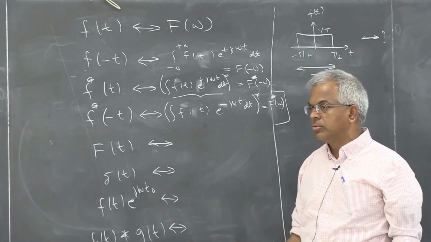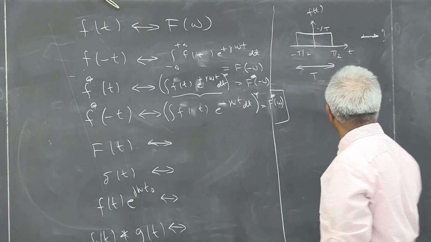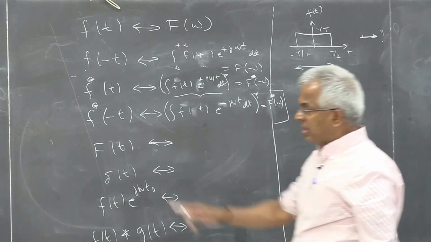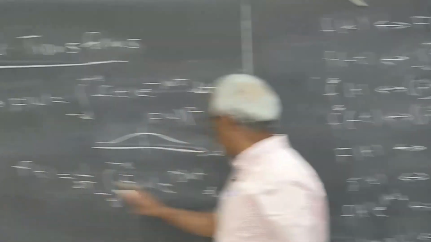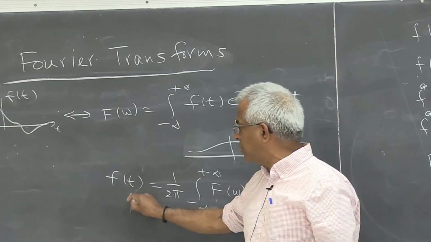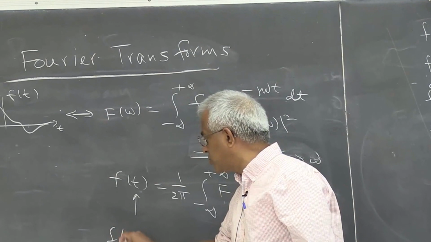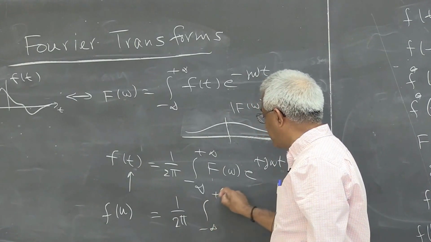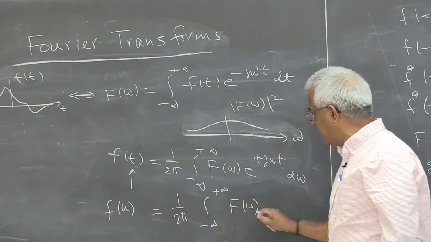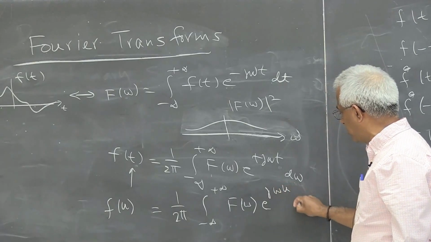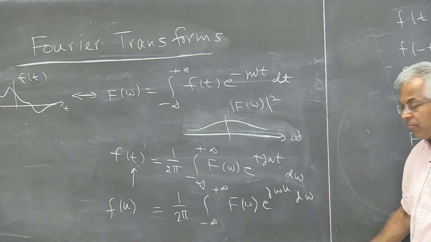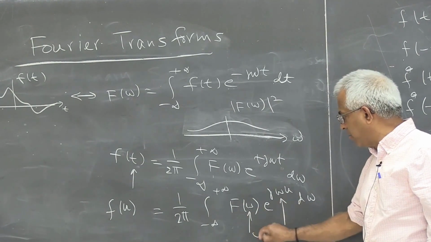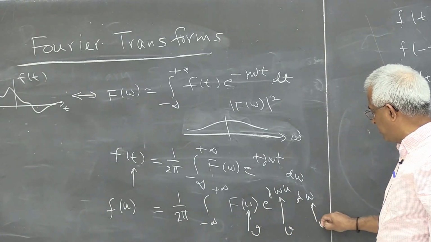So I'm going to do this for you somewhere here. Look here, I can do it here itself. This t and this t are the same, so I can replace it by some other variable, right? So I can rewrite this expression as f of u equals 1 over 2 pi, the integral from minus infinity to plus infinity of capital F of omega e raised to j omega u, d omega. Now this is a dummy variable here, so I can replace it by something else, right? So that's also fine.